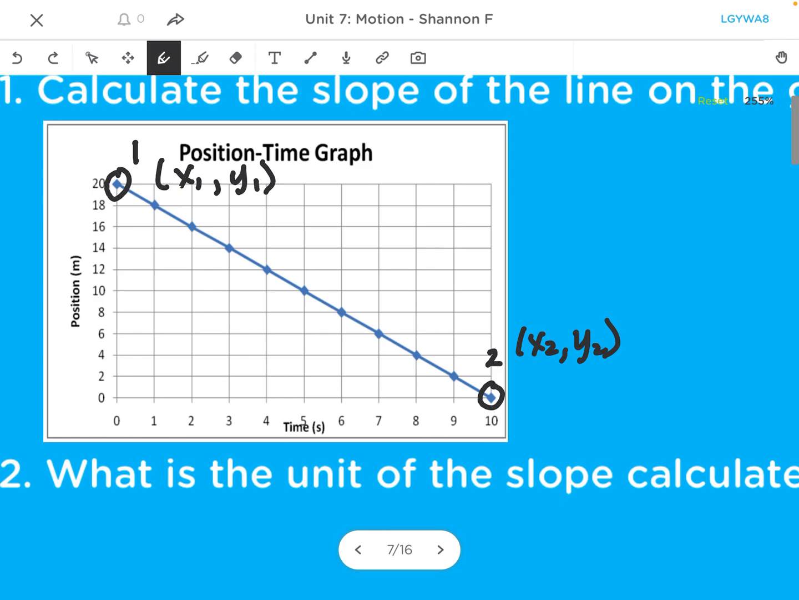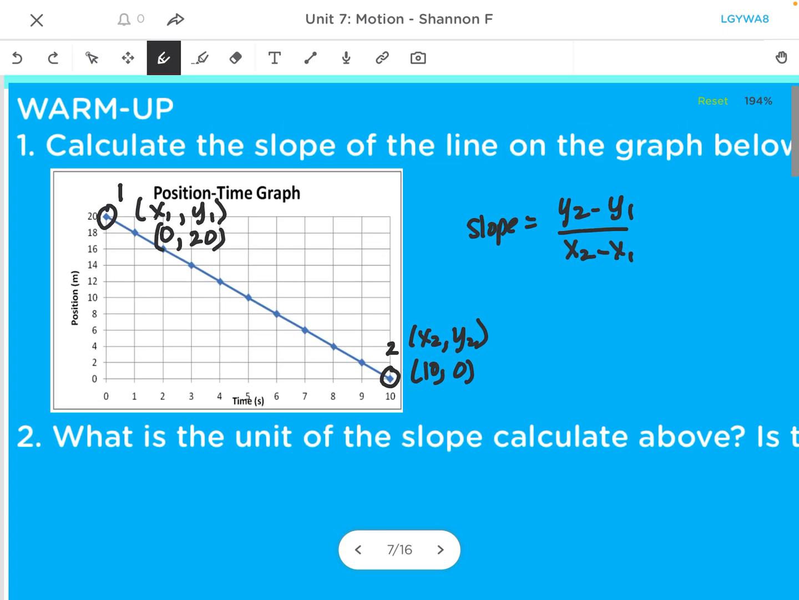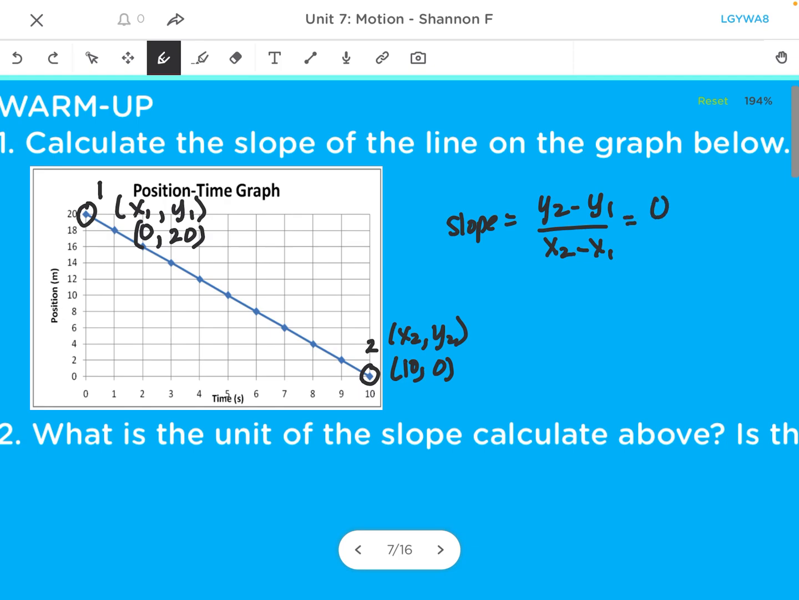And so that would be that x1 here is 0, and y1 is 20. And for the second point, x2 is 10, and y2 is 0. And then you could follow that equation. That slope is equal to y2 minus y1 over x2 minus x1. So in this case, that would be 0 minus 20 over 10 minus 0.